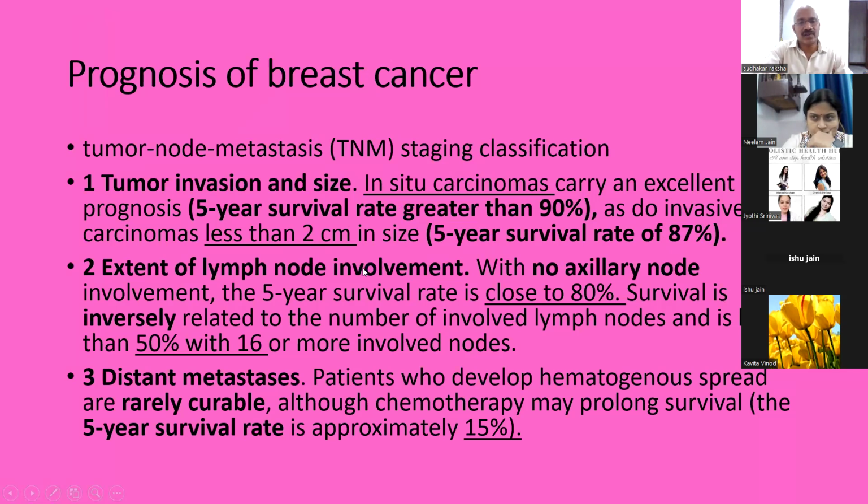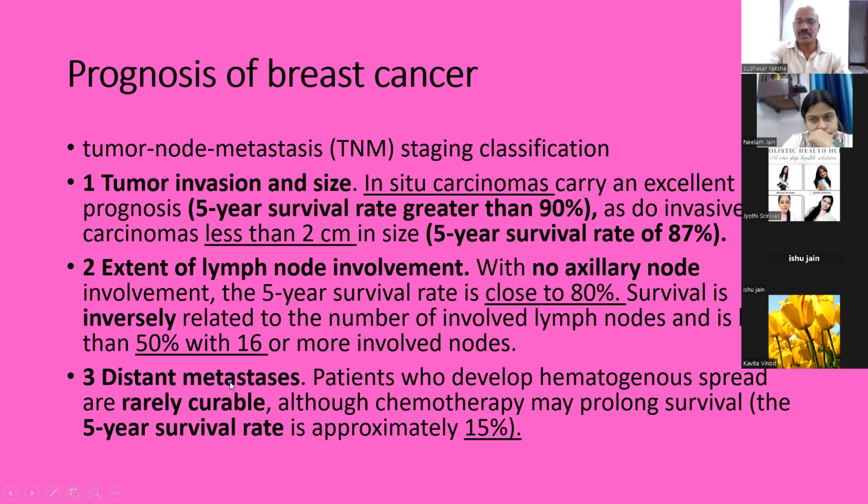Extent of lymph node. When there is no lymph node involvement, the survival is very good. But when more than 4 lymph nodes are involved, then the prognosis is bad. So the prognosis is inversely proportional to the number of lymph nodes. The more lymph nodes involved, the less the survival chances.